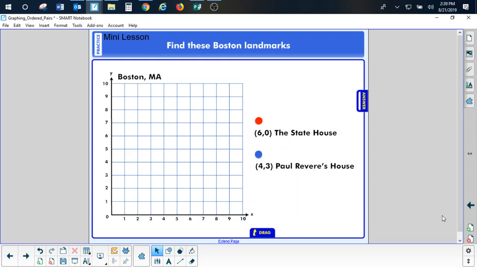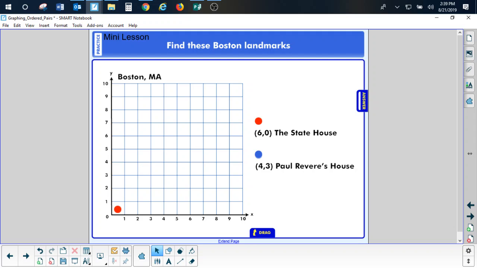So let's take a look at a couple examples. Here we have the State House, which they want us to put on the coordinate pair 6, 0. We also have Paul Revere's house. They want us to put it on the coordinate pair 4, 3. So I'll start off with the State House.